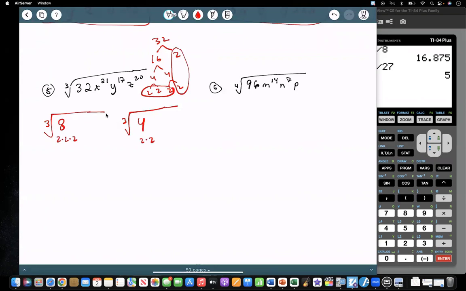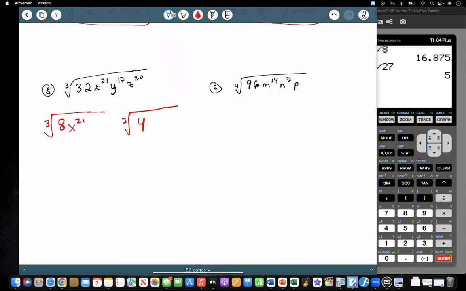Put any groups of 3 here, and the leftover goes there. So either way with the numbers, if you have the 8 and 27 memorized, it's very quick. You could just do 8 times 4 and you're done with the numbers. Okay, 3 does go into 21, so you don't need to do anything with the x's in terms of splitting it up.